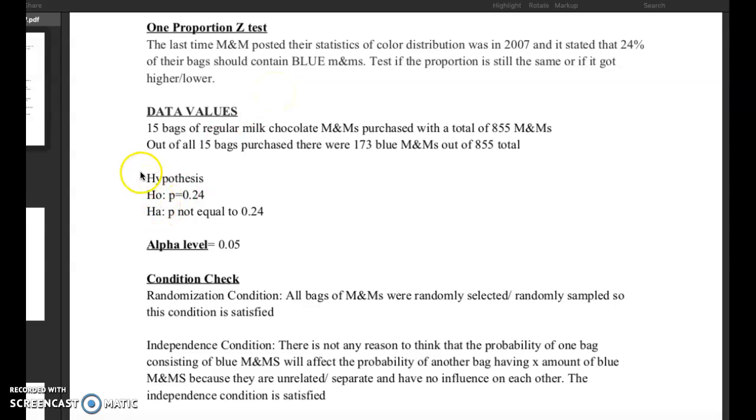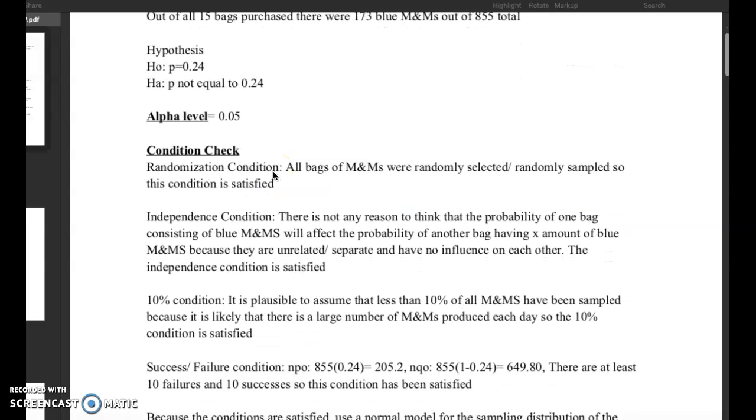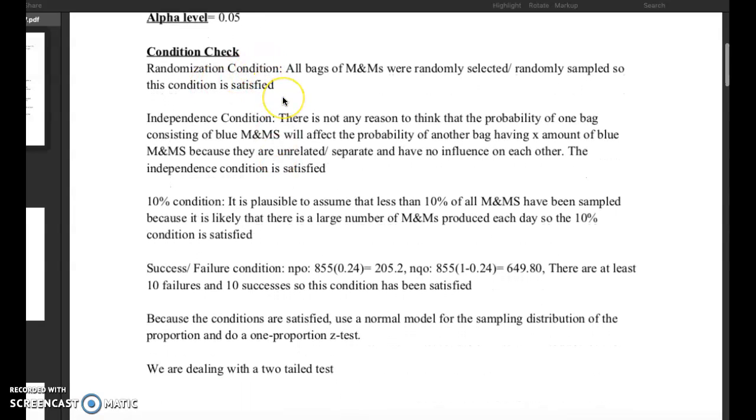So the null hypothesis would be P equals 0.24, so the regular bags of milk chocolate that I got data values of my own would equal 24%, just like the statistics stated. Or the alternative hypothesis, which would mean that it is not equal to 0.24. This could also be represented with an equal sign and a slash in the middle, but I didn't know how to do that, so I just put not equal to 0.24. So the alpha level would be 0.05, and here are my conditions and my condition check.